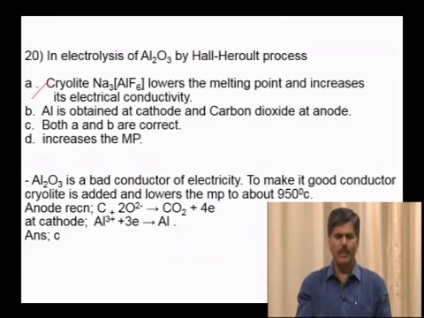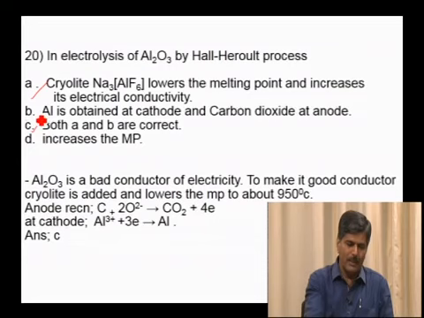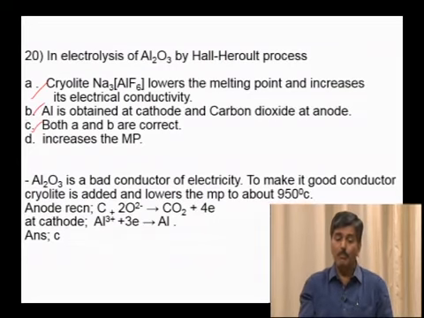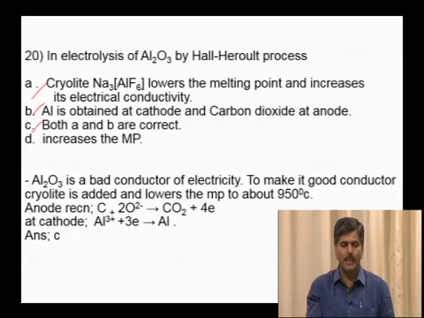The next one: aluminum is obtained at the cathode and carbon dioxide at the anode. This is reversed. Aluminum is usually obtained at the cathode and carbon dioxide is at the anode. The next, both A and B are correct. So, option C is correct. Option C, both A and B are correct. Hence, option C is the correct one here. The last option is not correct because cryolite does not increase the melting point of alumina.